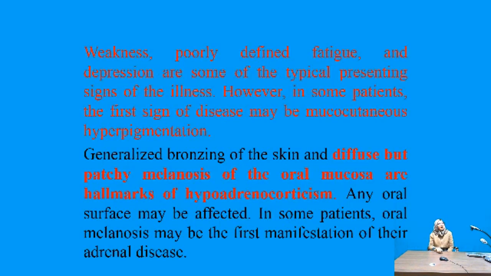Weakness, poorly defined fatigue, and depression are some of the typical presenting signs of illness. However, in some patients, the first sign of disease may be mucocutaneous hyperpigmentation. Generalized bronzing of the skin and diffuse but patchy melanosis of the oral mucosa are hallmarks of hypoadrenocorticism. Any oral surface may be affected. In some patients, oral melanosis may be the first manifestation of their adrenal disease.